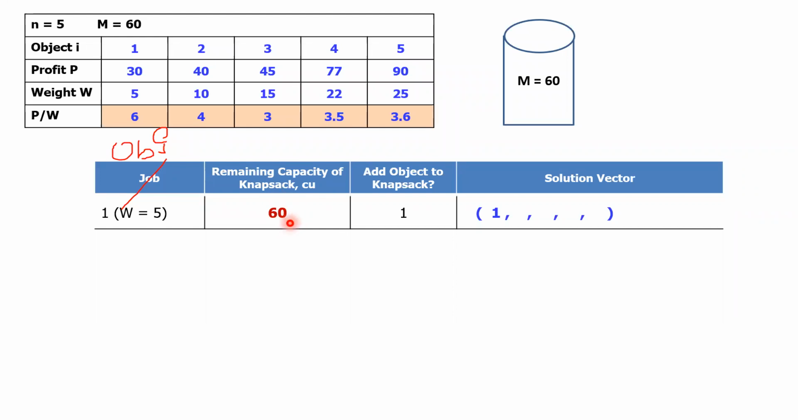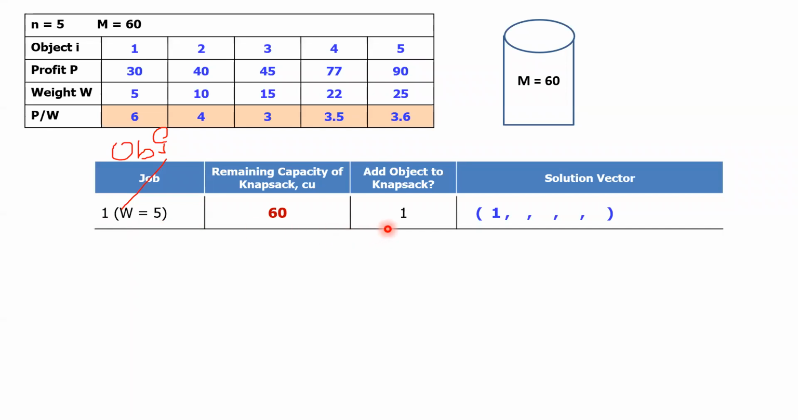Now, this is the remaining capacity of the bag. This is the weight that I have to fill into the bag. Can I fill 5 kilos into 60 kilos? Is it possible? Yes, it's possible. So I have decided that object 1 will be added into the bag fully. All 5 kilos, I can fill into the bag.